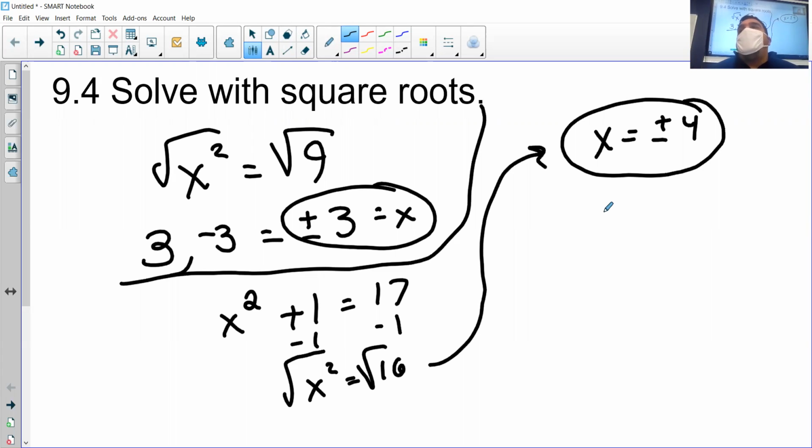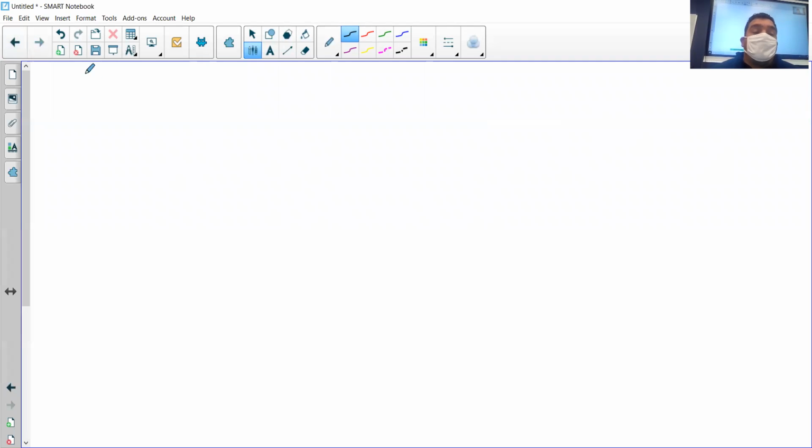One more time and the last time. It's positive and negative because you could plug in a positive 4. 4 squared gives you 16. You could plug in a -4 because -4 times -4 also gives you 16. So that's why it's positive or negative. All right, next one. They could get more complicated.